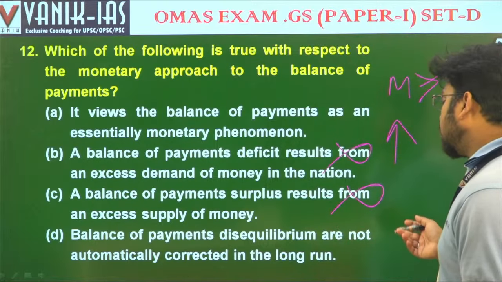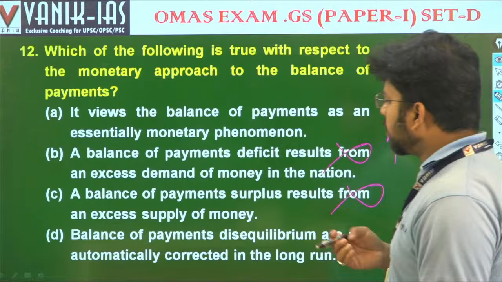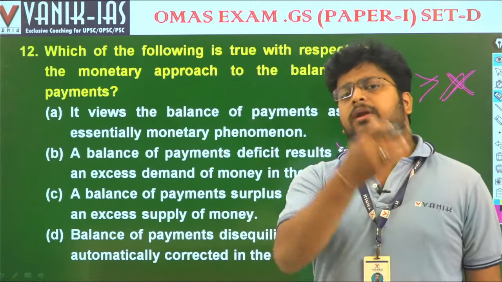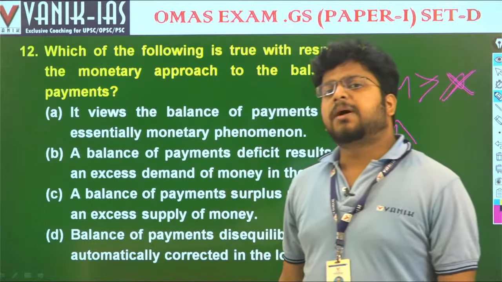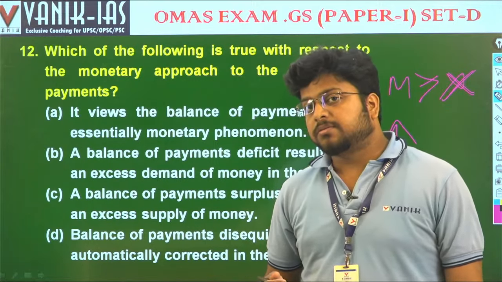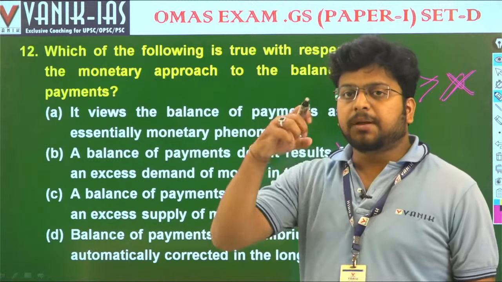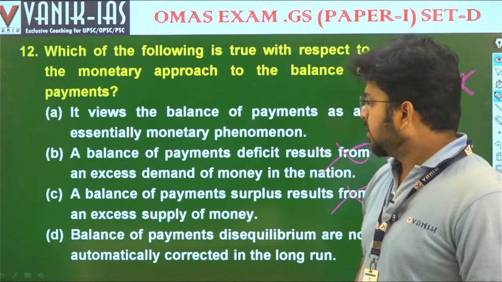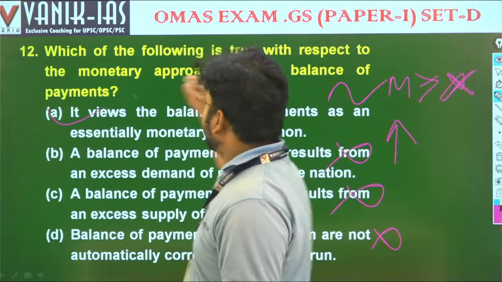Balance of payment disequilibrium is not automatically corrected in the long run. No, in the long run, everything gets corrected. Why? Because, for example, suppose the rupee is strong, which means demand for dollars is high. When the rupee becomes strong, imports become costlier, so people start using domestic goods, which has a negative impact on the usage of imported goods. So gradually the demand for the rupee decreases again. It's like a wave. So the statement is wrong; it is automatically corrected. So it is essentially the monetary approach.